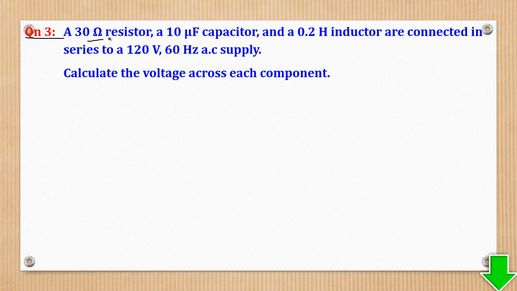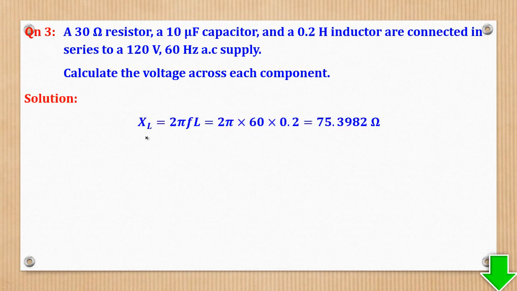Question 3 says a 30 ohm resistor, a 10 microfarad capacitor, and a 0.2 Henry inductor are connected in series to a 120 volt 60 Hz AC supply. Calculate the voltage across each component.